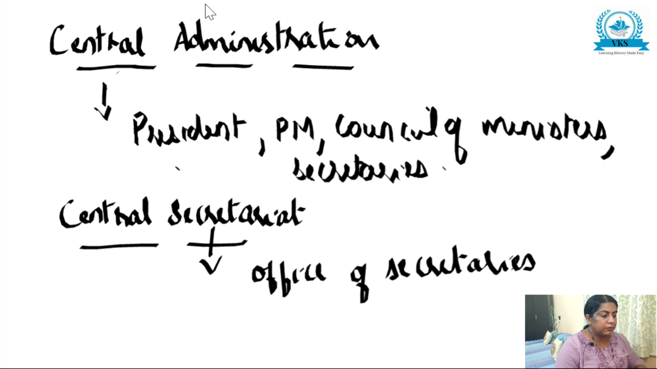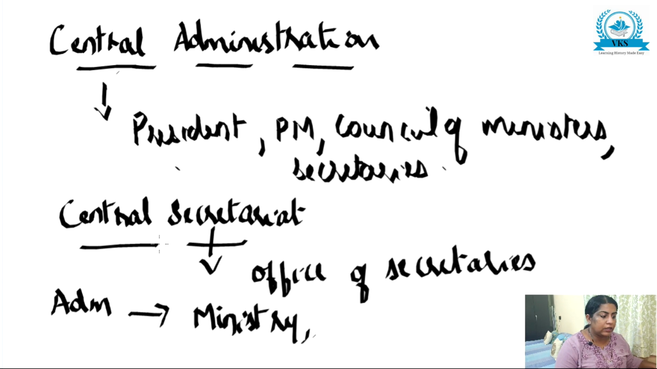For the purpose of administration, the Government of India is divided into ministries and departments, which constitute the central secretariat. So for the purpose of easy administration, the Government of India is divided into ministries and departments. So basically, the central secretariat is constituted by the ministries and departments.